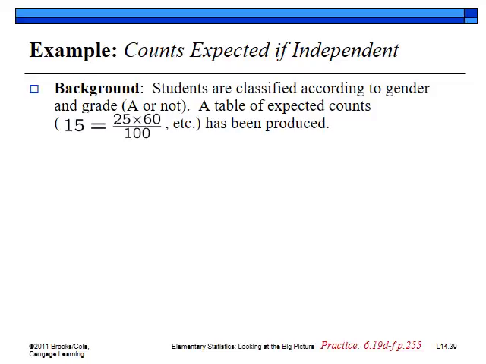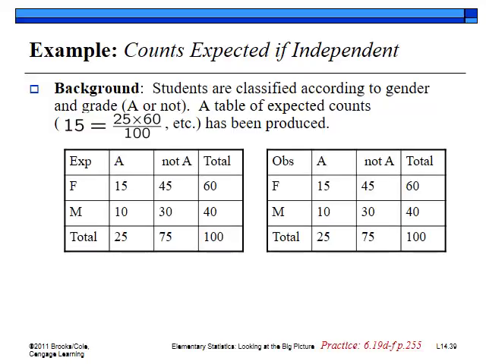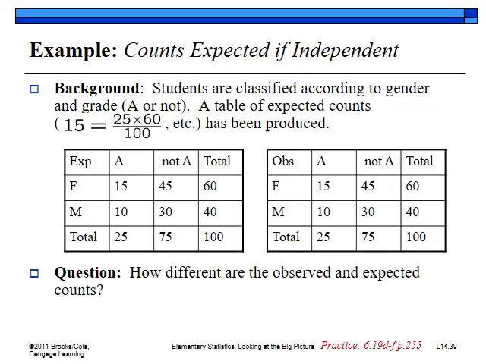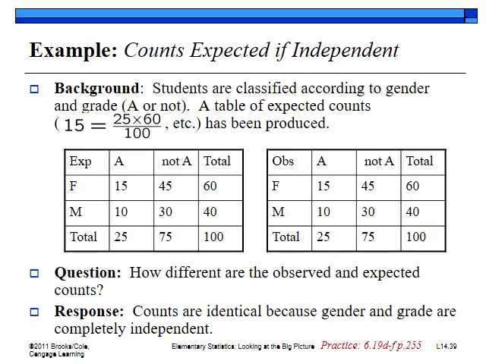Now let's look again at this table relating gender and grade. On the right we see the actual observed values, and on the left we see the computed table of expected values. What's the difference here? Well, there's none, because gender and grade are not related.